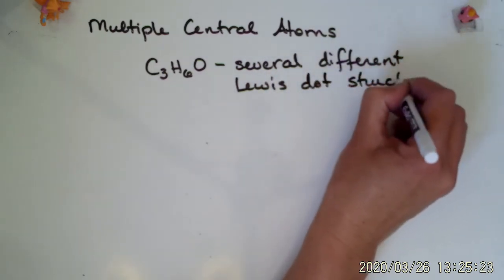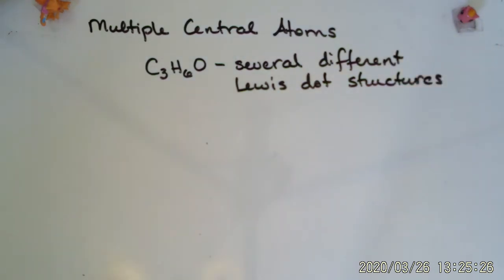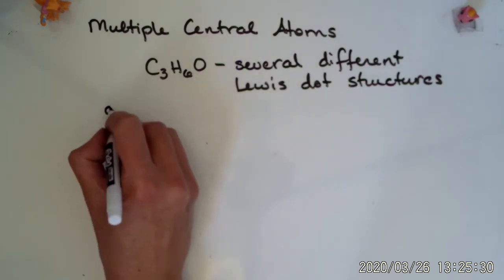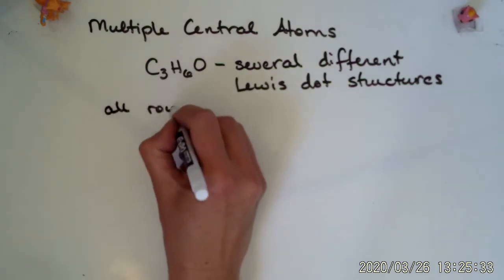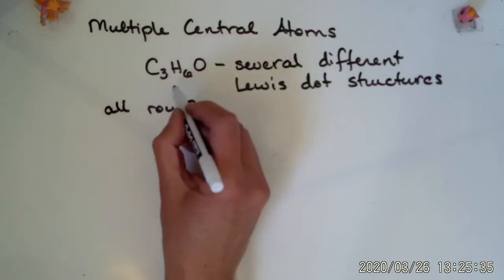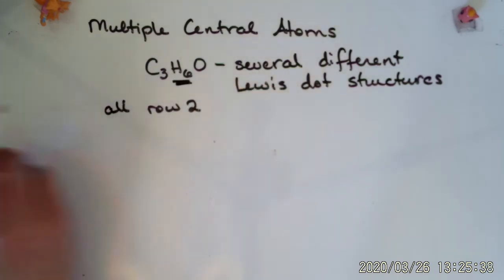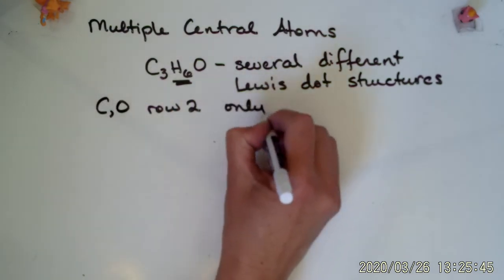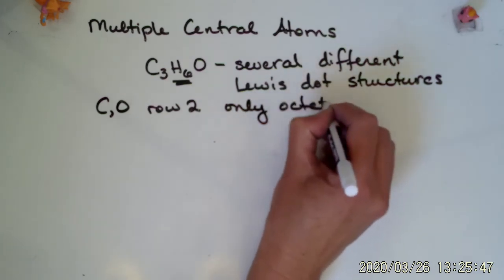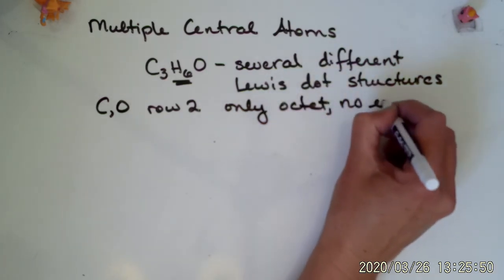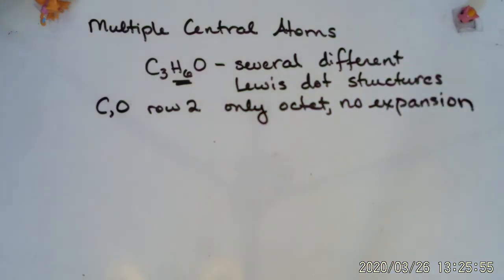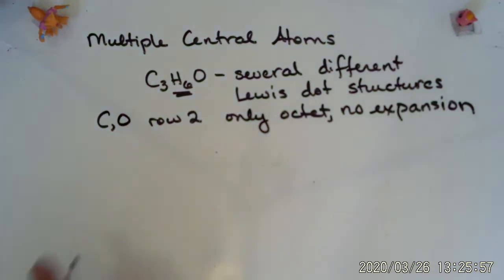And I'll just do 2. Okay? So one of the things when you see this is these are all row 2. I'm not including hydrogen. So let's just say that my carbon and my oxygen, we can only do an octet, no expansion. And what we're going to try to do is make sure we can do our octets, okay? So try not to go under.